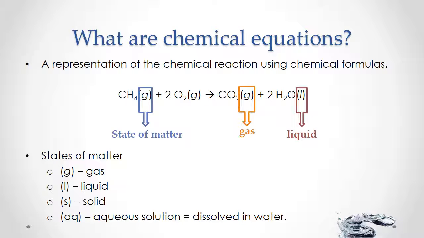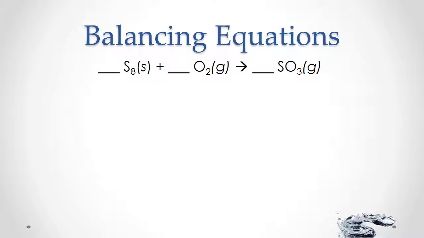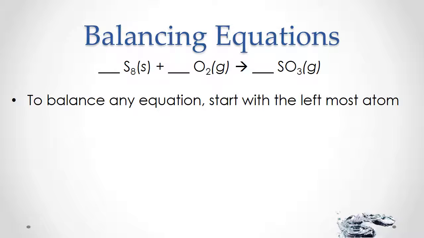Once we set up an equation with the reactants on the left and the products on the right, we have to make sure we balance that equation. So let's take a look at S8 plus O2 goes to sulfur trioxide, SO3. The best thing that we can do is start with an atom on the left and make sure we balance that on the right. The best place to start here is going to be with sulfur. We know that if we have one S8 on the left, we can have 8 SO3s on the right. That means we have 8 sulfurs on the left and 8 sulfurs on the right.